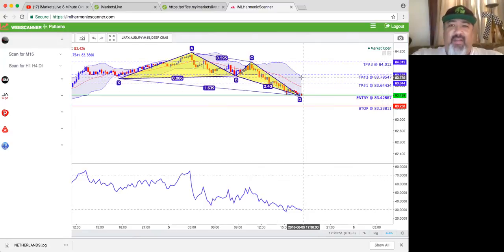8.37, 7.50. That's right under that Bollinger Band. Because when you reach those lines, a lot of times you'll see resistance, okay?